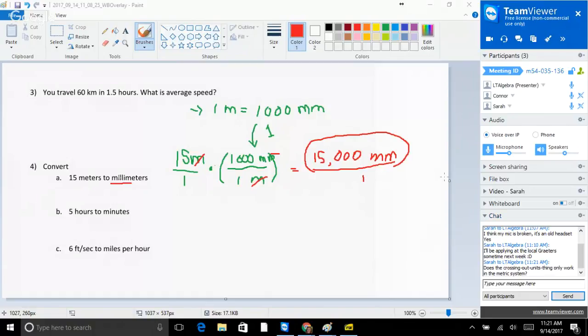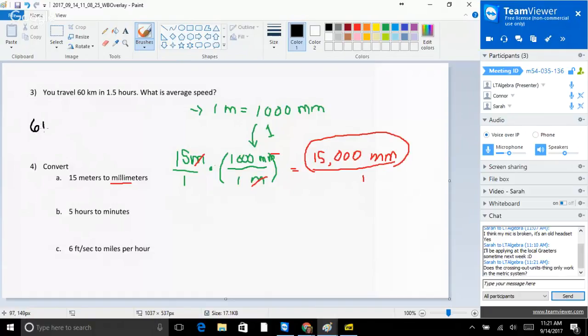Ah, good question. She said, does the crossing out units thing only work for the metric system? No, it does not. As per example 4B. Yes, hours and minutes is technically in the metric system, but you could use that for our standard system. So let's do a super easy one.